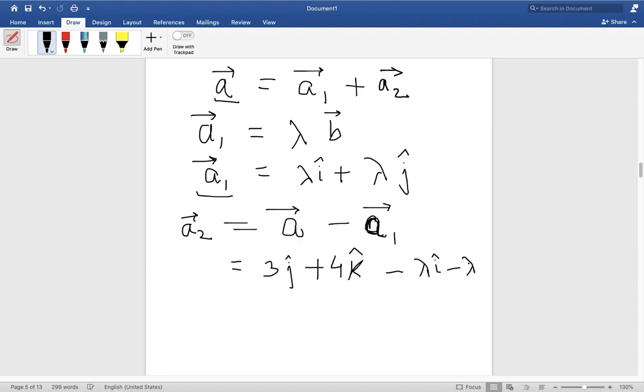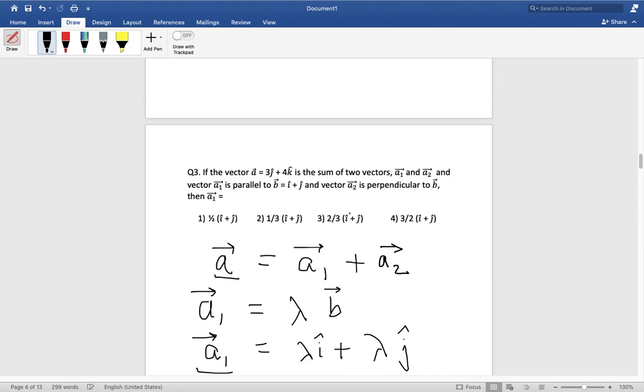Okay, so I have done this subtraction of this a1 vector from a. So what I get is minus lambda i plus 3 minus lambda j plus 4k. Now this is my vector what? a2.